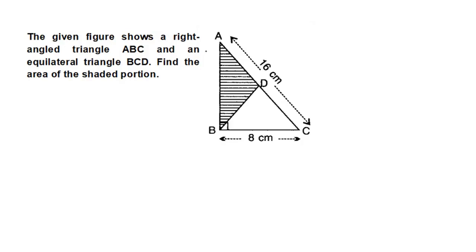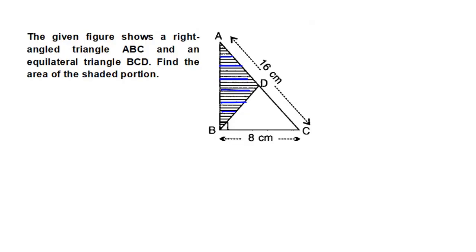In this question, we are given a figure. This is a right angle triangle ABC, and it has an equilateral triangle BCD inside it. You have to find the area of the shaded portion. So we have to find the area of this part. It's given in the question that this is a right angle triangle and this is an equilateral triangle.